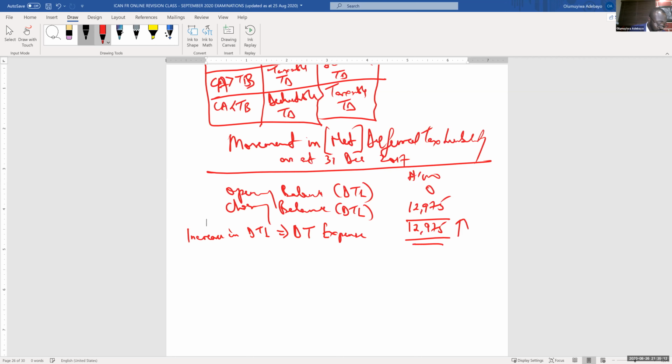Now, C question says, we should show what is our income tax. Prepare a note showing component of income tax. I'll just come here. Expense for the year. Tax expense.